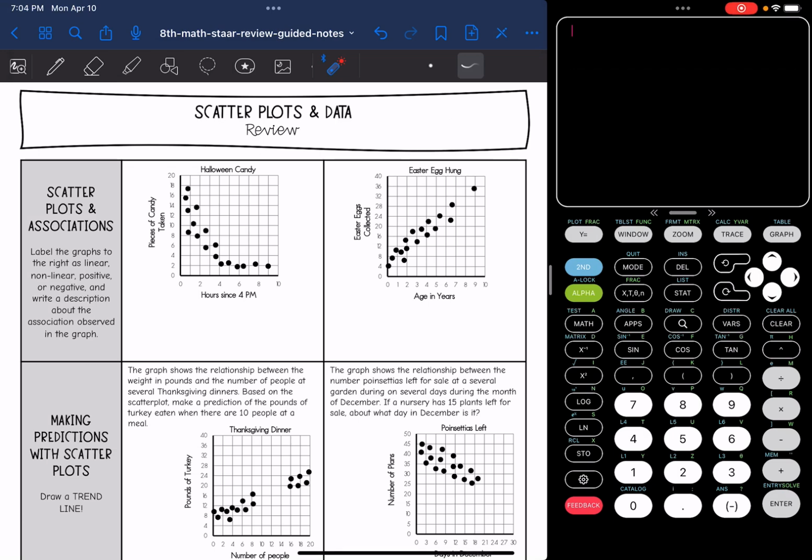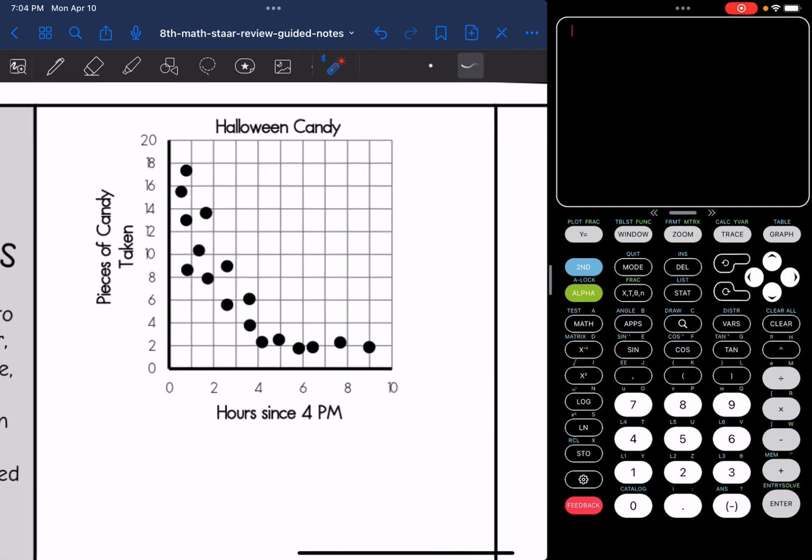Hey guys, today we are going to be reviewing scatter plots and data. So let's talk about scatter plots and associations first. Remember we talked about linear, nonlinear, positive, negative, and some relationships that we could see during the graph. So let's look at that with these first two here.